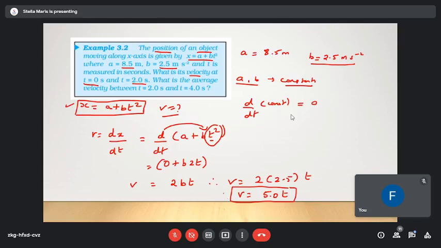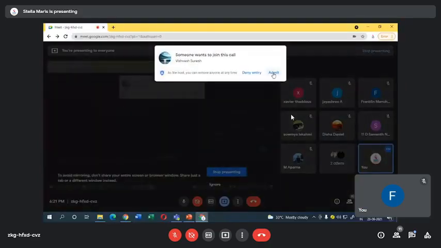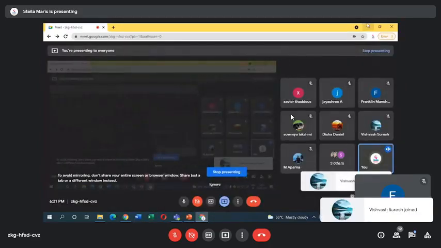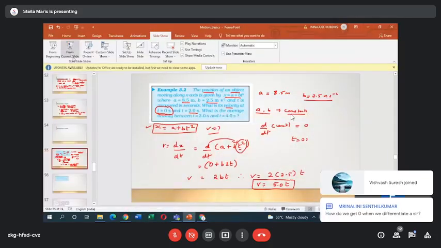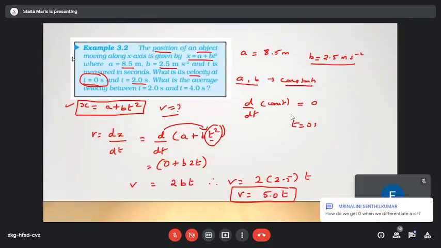Now they are asking, what is the velocity at t is equal to 0? When t is equal to 0 seconds, excuse me, another student is approaching, just a moment, sorry. Vishwa, welcome to this class. So when t is equal to 0 seconds, what is the value of velocity?